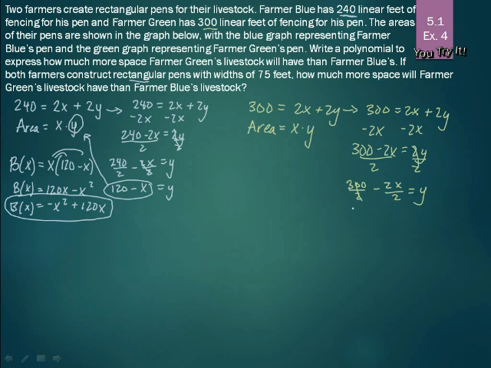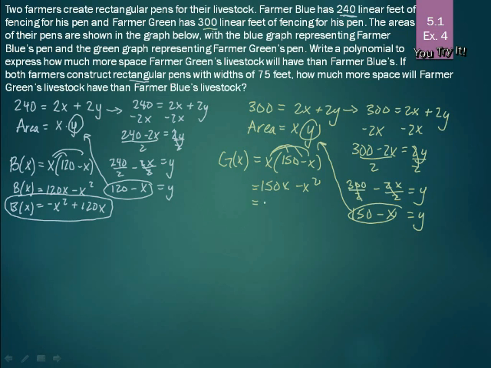300 divided by 2 is 150, and 2x divided by 2 is x, so y equals 150 minus x. Again, we can take that exact thing and plug it in for y in the area. We'll call this g of x for Farmer Green. His area will be x times 150 minus x. Distributing, x times 150 is 150x, and x times negative x is negative x squared. Writing that in standard form, that's negative x squared plus 150x.